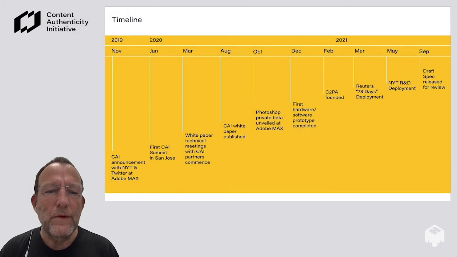So where are we? This is a timeline of our progress thus far. In 2019, as I mentioned, we announced the CAI with the New York Times Company and Twitter. In 2020, we held our first summit meeting at our headquarters in San Jose. This was a very remarkable meeting in the sense that it was a very diverse group of participants, representing media, technology, academia, human rights, and others. And usually, with such a diverse group, consensus is elusive. In this particular case, consensus was overwhelming. This was a sensible approach and one that we must investigate. So we did, leading to the publication of a white paper in August of 2020, outlining everybody's viewpoints and concerns and how to mitigate them.